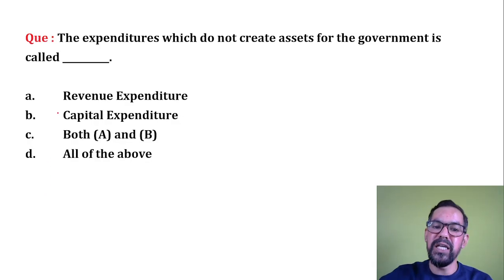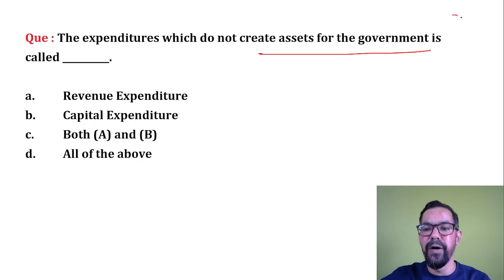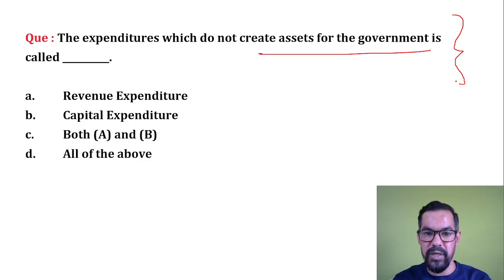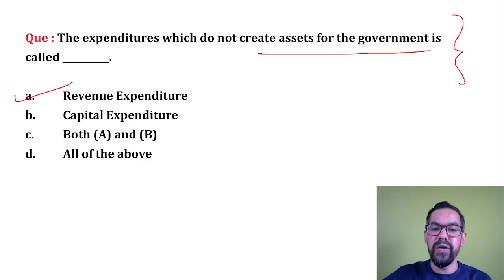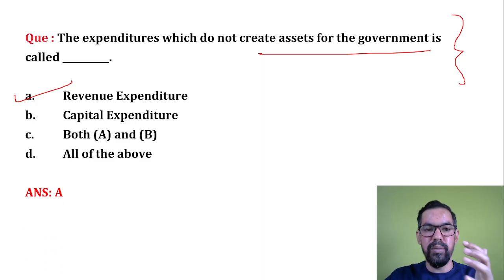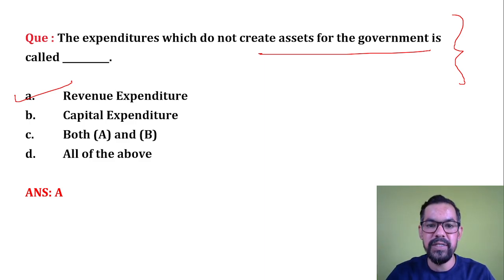Next one, the expenditure which does not create an asset for the government is, so as I told you, revenue expenditure are spent on the day to day functioning of government, so they are not creating any assets. Okay, so what will be the correct answer? Revenue expenditure. But second is capital expenditure. If government is building some dam, they'll earn something from that particular dam, they'll generate electricity, they'll promote the fisheries business and all.